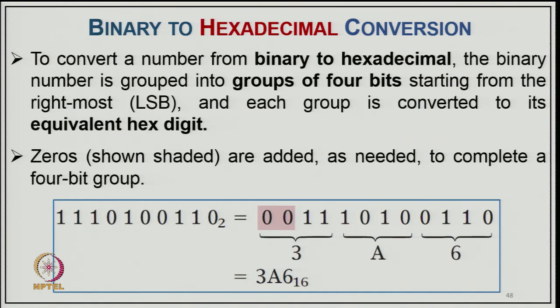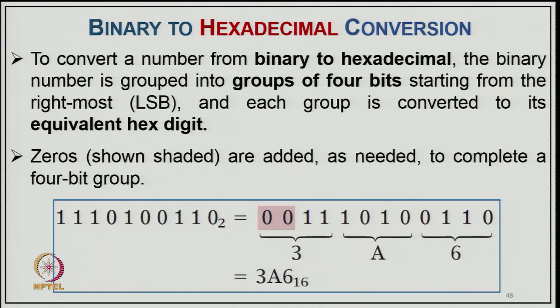Now, converting binary to hexadecimal. To convert a number from binary to hexadecimal, the binary number is grouped into groups of 4 bits, as we did 3 bits in the case of octal, starting again from the rightmost or least significant bit, and each group is converted to the equivalent hex digit. In a typical example, 0s are added as needed to complete the group of 4.